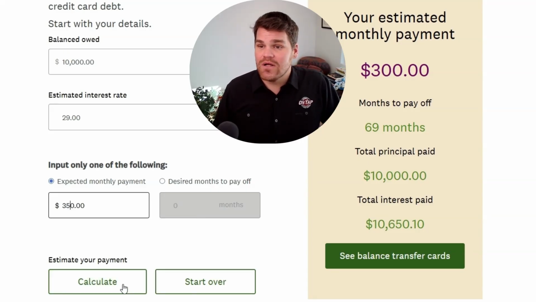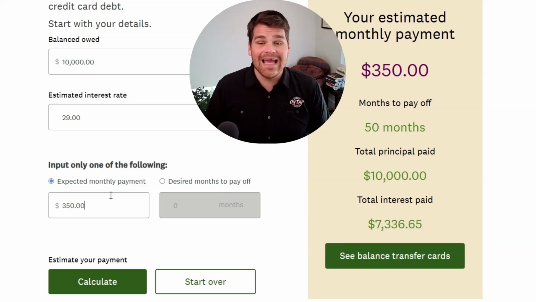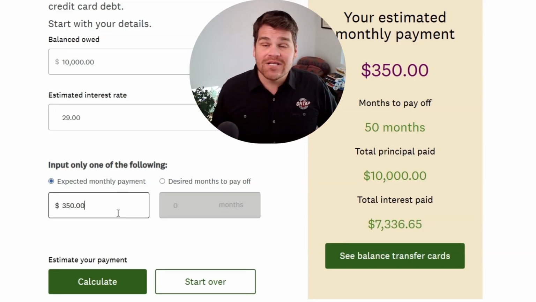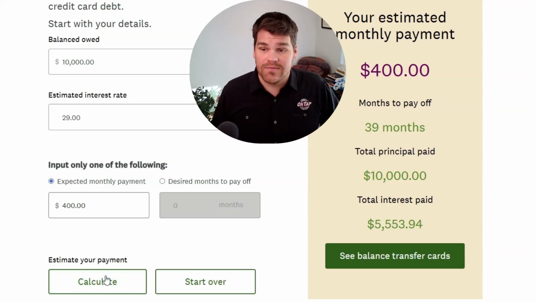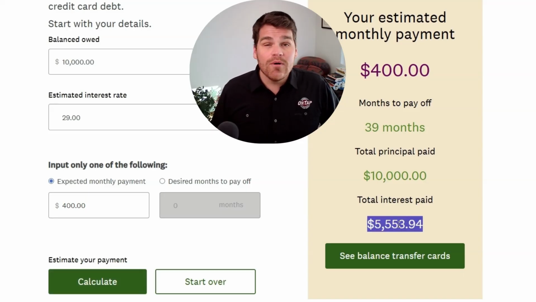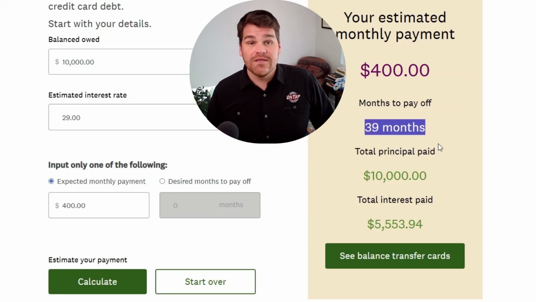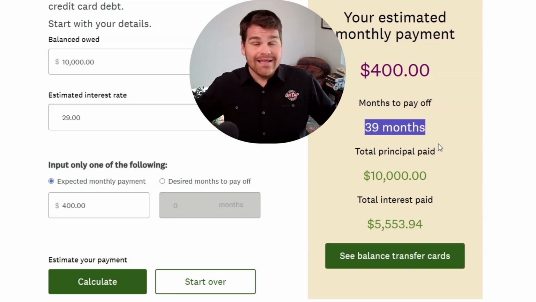This goes from $10,000 of interest and 69 months to pay this thing off to only 50 months and $7,000 of interest. If I can just add that $50 a month to this, that will change my financial life. Now, what would happen if instead of $350, I'm able to increase my minimum payment by $100 a month? Now I'm paying almost half, $5,000 less interest than I was with that $300 minimum payment, and I'm done with this in 39 months.